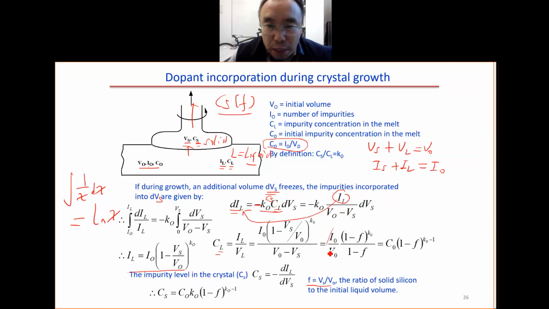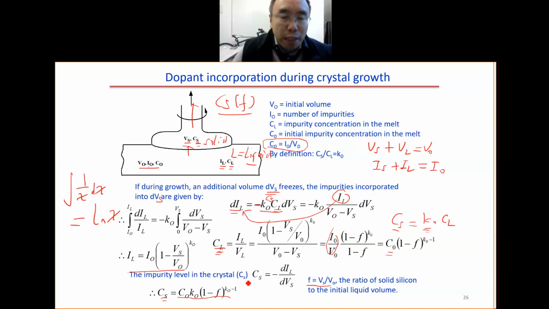So this one here is given by C naught. So you have this number here. So the CS equals CL. You know the CL, and you can find the CS by multiplying by K naught. So in the end, we get this formula here.